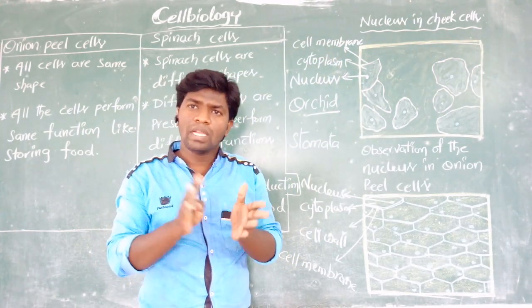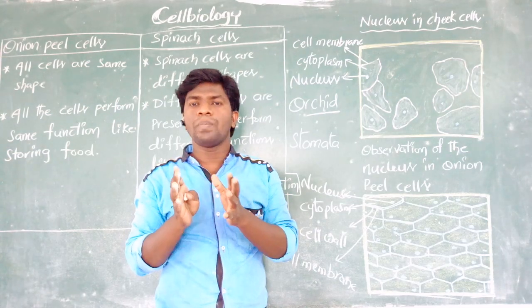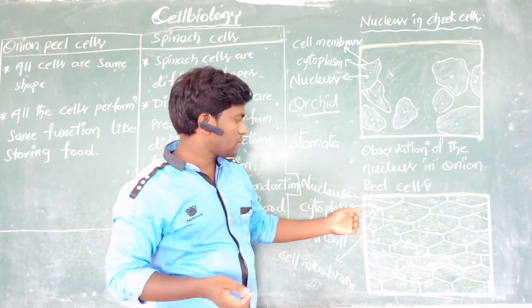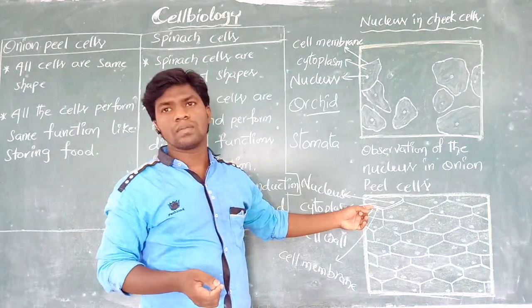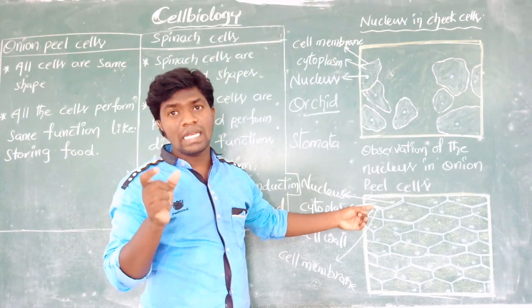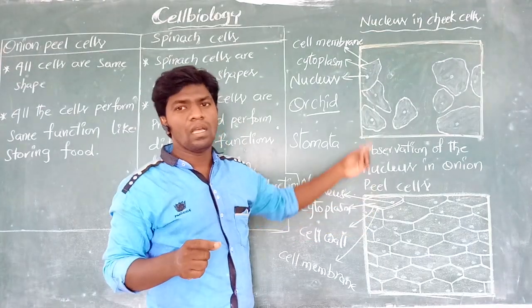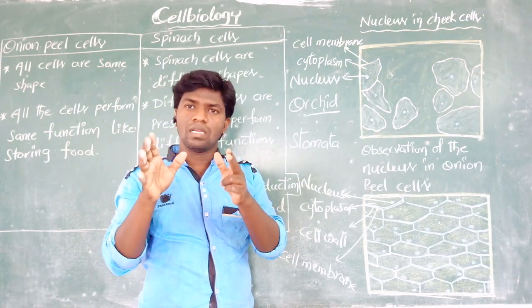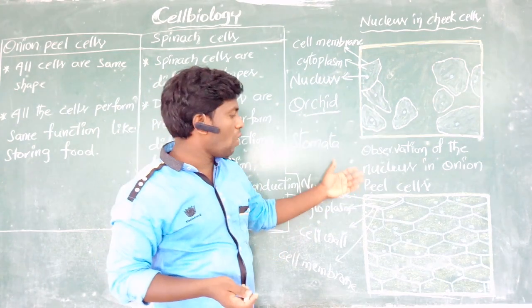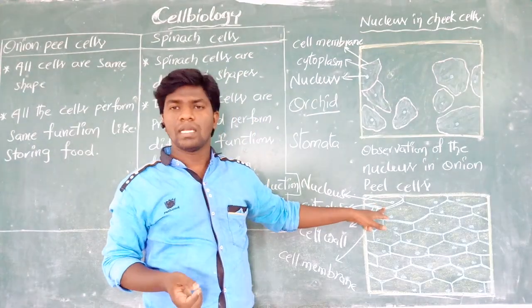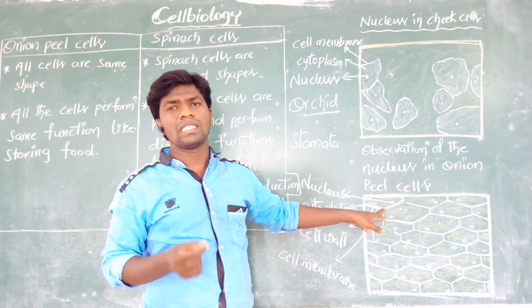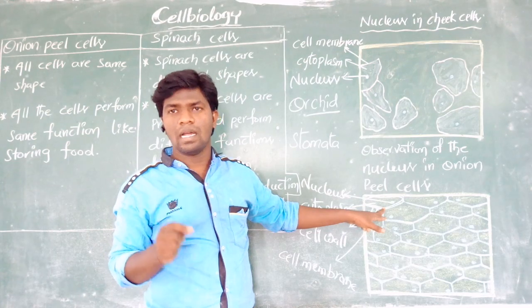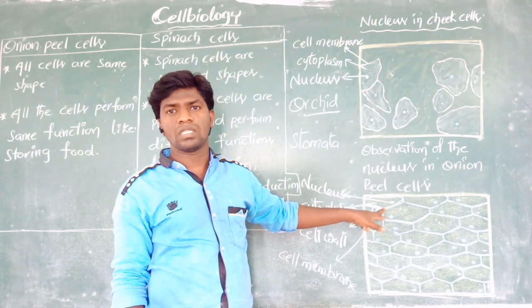And next, in the cells of the onion peels, the outer covering is clearer than in the animal cell. It is because there is another layer present over the cell membrane, known as the cell wall. The cell wall gives rigidity and strength to the cell.